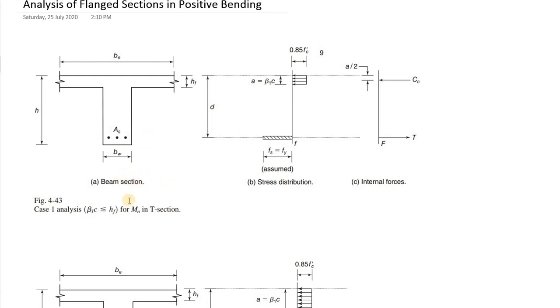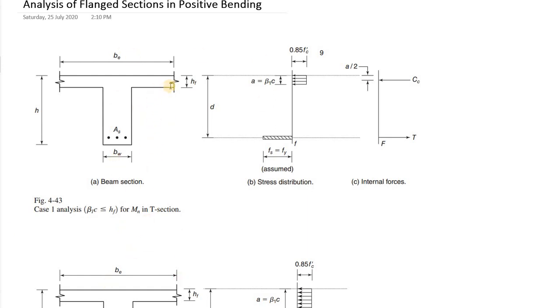So we will be starting with case one. We will be assuming that we have case one. We will be assuming that A is lesser than HF. The equivalent rectangular stress block lies completely in the flange. This will be our assumption because this is the most common case. And we will switch to case two only if this assumption happens to be false.